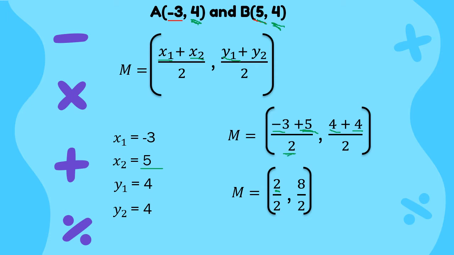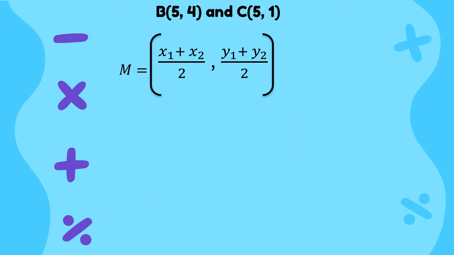Next, 4 plus 4, we have 8, then divided by 2. So 2 divided by 2 is 1, and 8 divided by 2 is 4. Therefore, the midpoint of -3, 4, and 5, 4, or the midpoint of A and B, is 1, 4, wherein 1 is the value of x and 4 is the value of y.